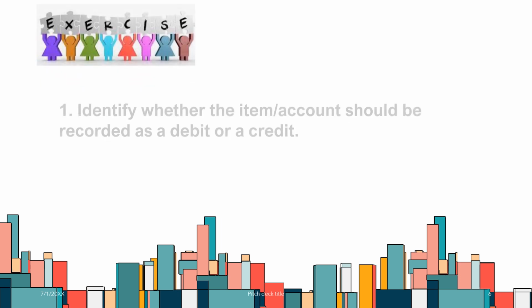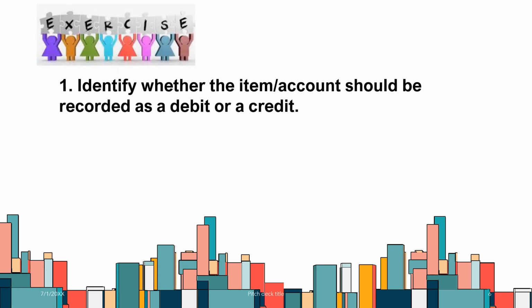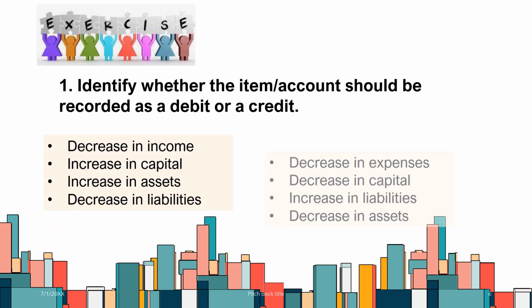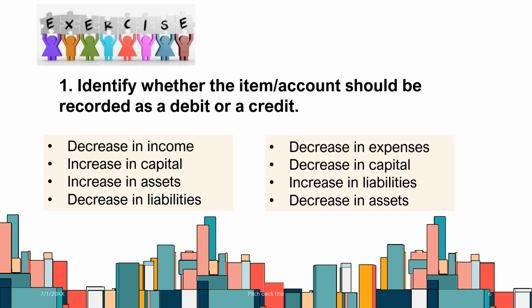Okay, let's have an exercise. Your task is just to identify whether the item or account should be recorded as a debit or a credit. I have here 8 items. Your task is to determine whether each will be debited or credited. Remember our accounting equation: assets equal liabilities plus owner's equity. Assets are found on the left side, that's the debit side. And liabilities and owner's equity are on the right side, and that's the credit side.